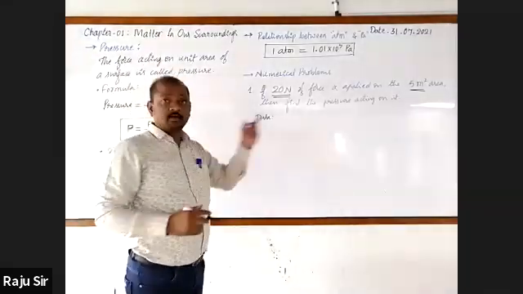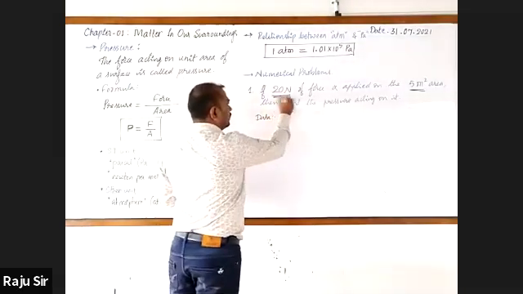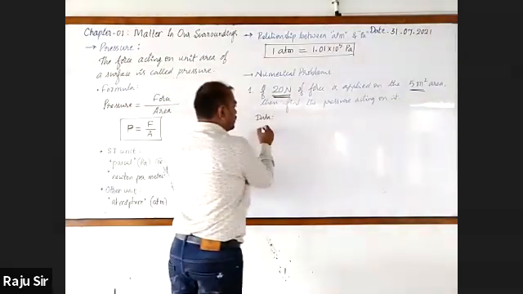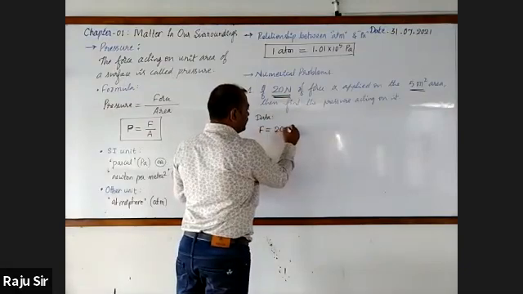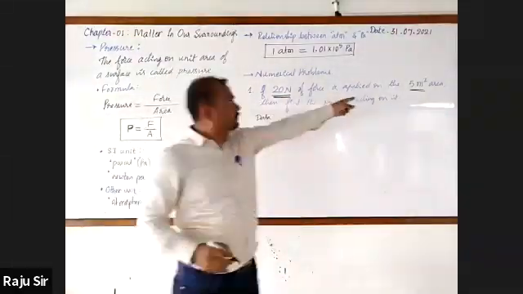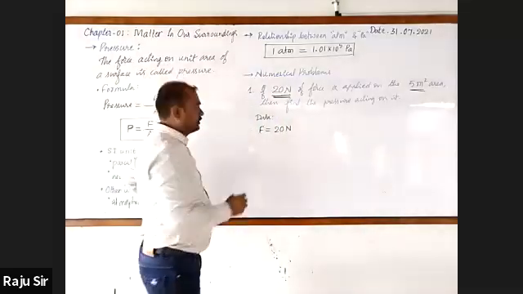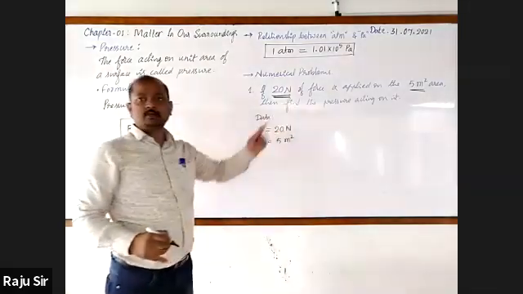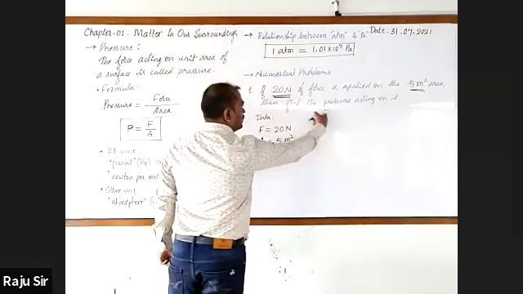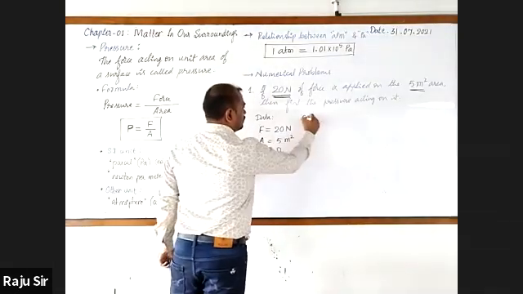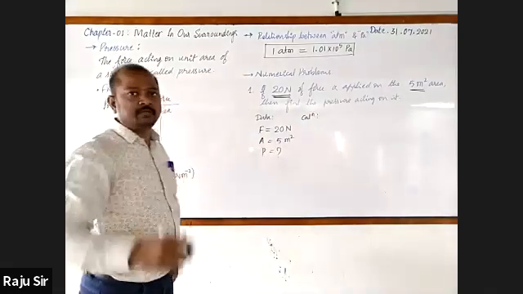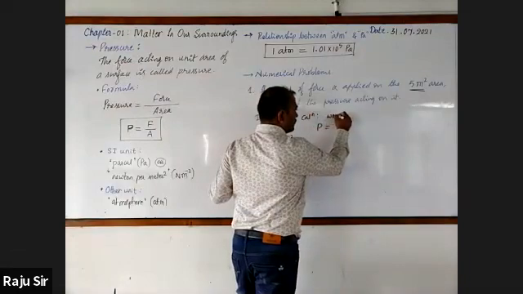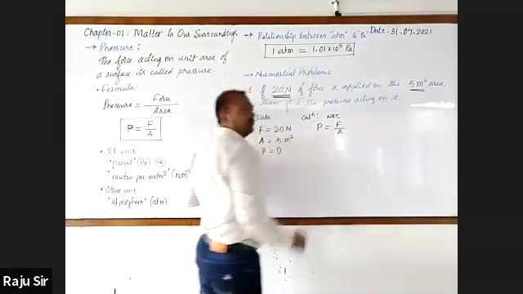What is the information given? What does 20 Newton indicate? Force. We can write F is equal to 20 Newton. Area: A is equal to 5 meter square. Then what are we going to find out? Pressure. What is the formula used to find out pressure? Pressure equals force divided by area. P is equal to F by A.